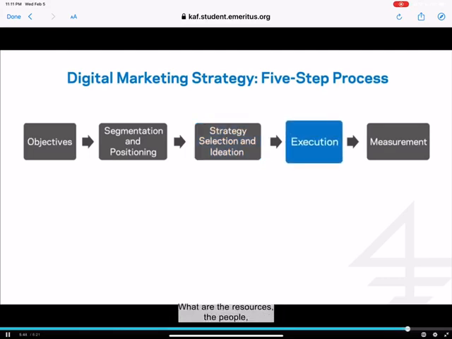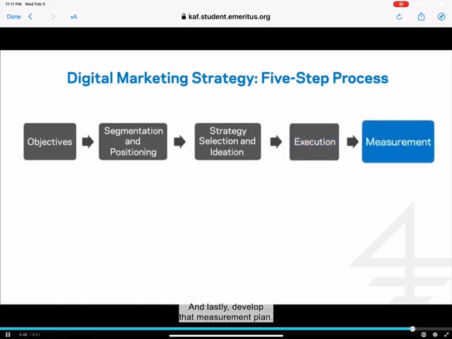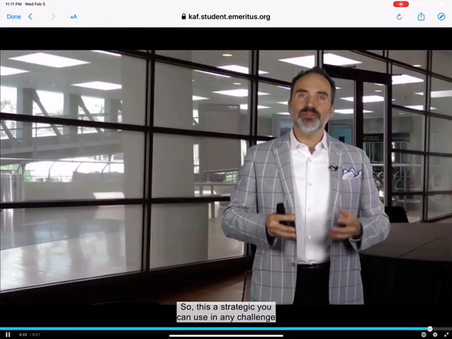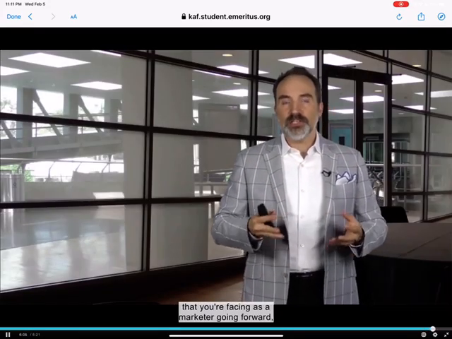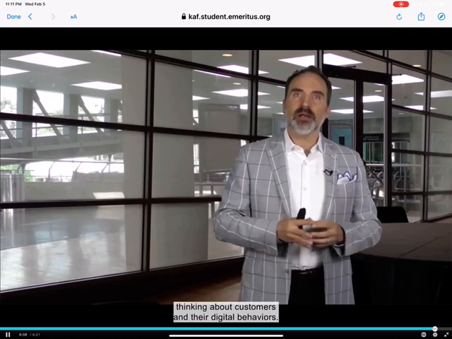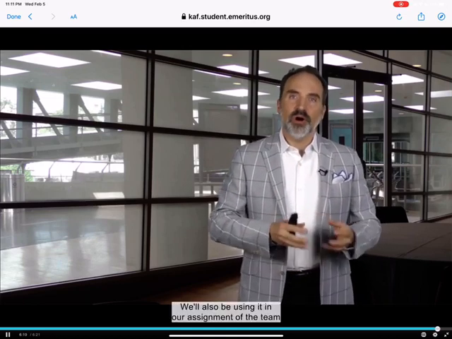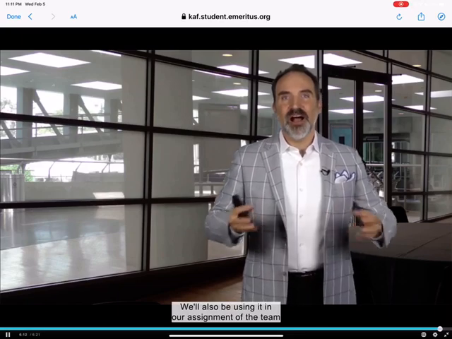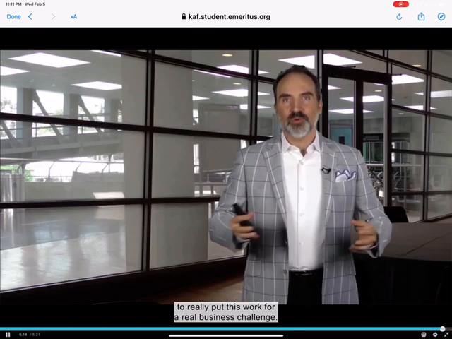What are the resources, the people, the skills you need to make it happen? And lastly, develop that measurement plan. So you know how you're going to measure, how you're going to make decisions as you go forward, whether to switch to another idea, continue ahead with success, or ramp up to build on this initial success to even more impact for your business. So this is a strategic plan you can use in any challenge that you're facing as a marketer going forward, thinking about customers and their digital behaviors. We'll also be using it in our assignment of the team to really put this to work for a real business challenge.